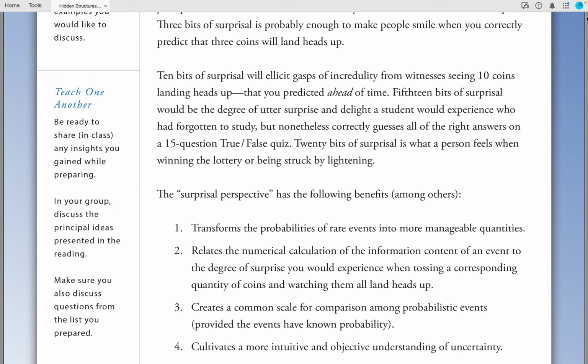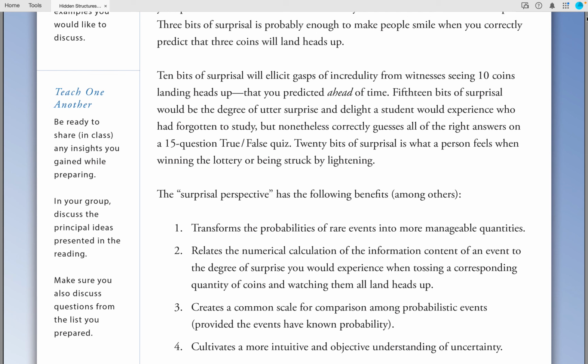predicted ahead of time. 15 bits of surprisal would be the degree of utter surprise and delight a student would experience who had forgotten to study, but nonetheless correctly guesses all of the right answers on a 15-question true-false quiz. 20 bits of surprisal is what a person feels when winning the lottery or being struck by lightning.